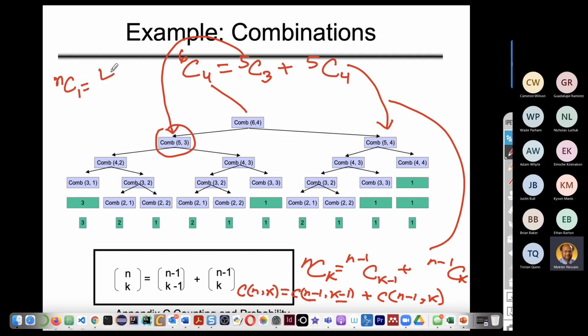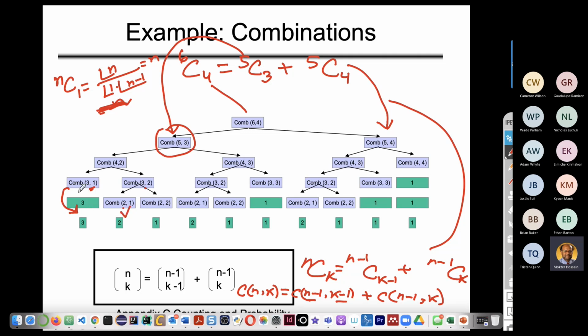Now we know the base cases. nC1 equals factorial of n divided by factorial of 1 into factorial of n minus 1, right? So that equals n into factorial n minus 1 over factorial n minus 1, actually equal to n. So whenever we reduce to 1 over here, we can get a 3 over here. And for this one, we split again: C(2,1), C(2,2), and we know that C(2,1) equals 2. So this is the base level.